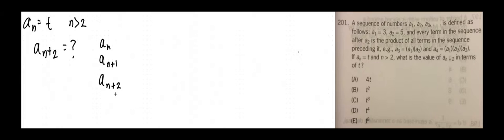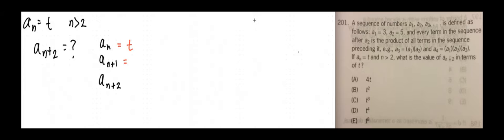So how does this work? Well, we're looking for the value of An+2, and we're given An. Let's draw a progressive table. If you have An here, the next term is An+1. The next term is An+2, which is what we're looking for, isn't it? So if An is equal to T, An+1 is equal to, now let's count.